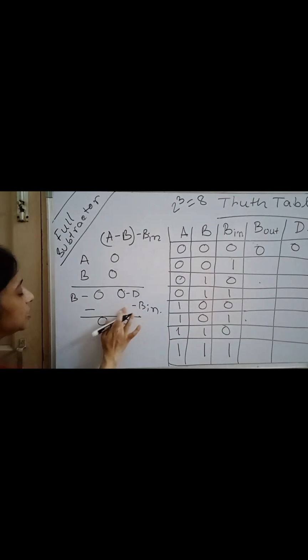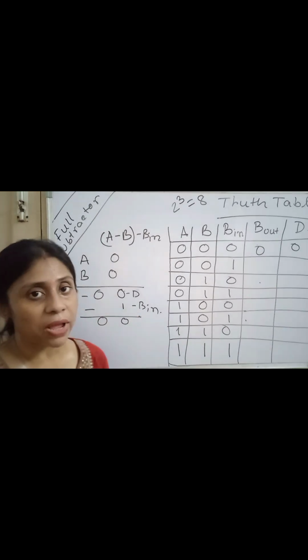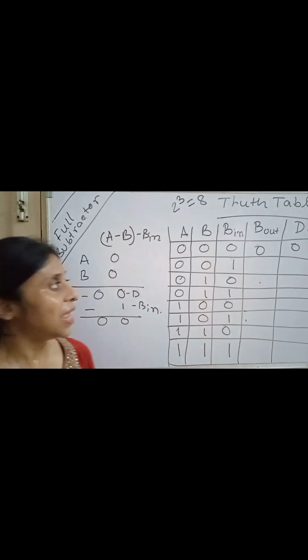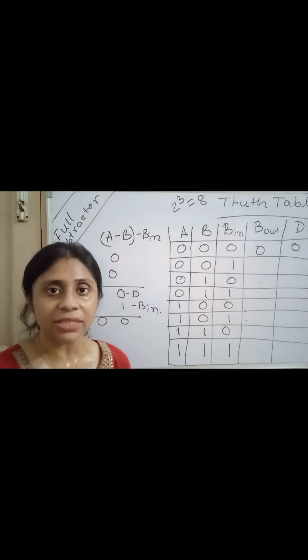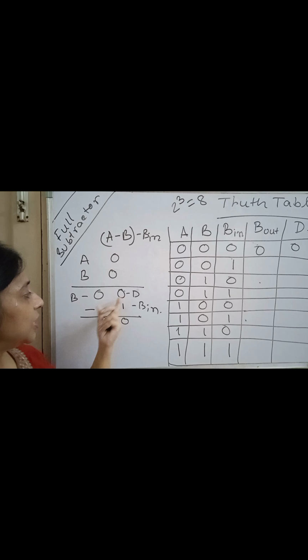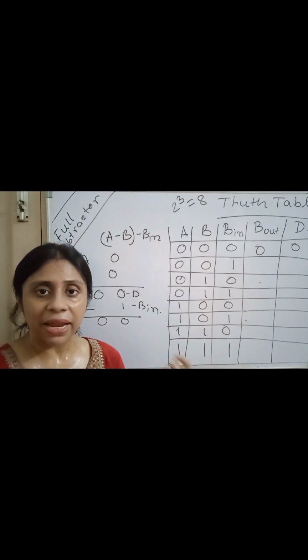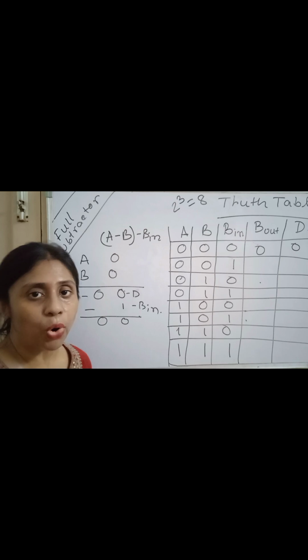So instead of 0, this will be 1. Right? So now see 0 minus 1. What is 0 minus 1? In binary subtraction, we have already covered this in the subtraction class. If you have not attended that, then I will provide the link in the description box. Please go through that. 0 minus 1 in binary subtraction will give you difference 1, borrow 1.